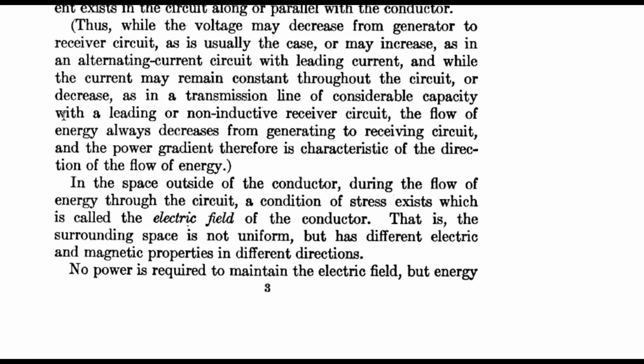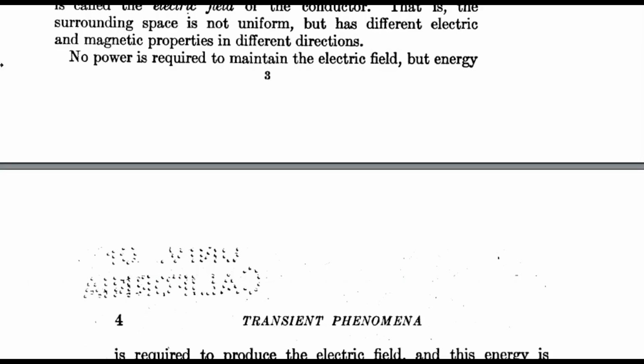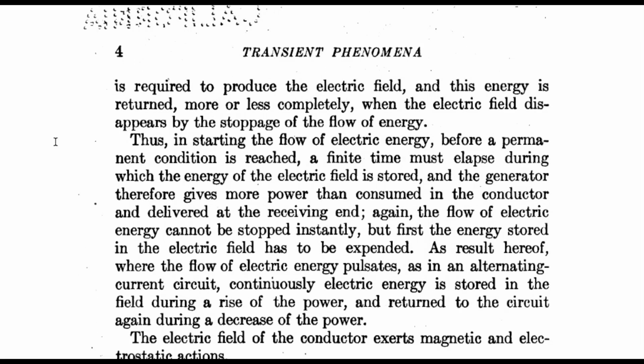In the space outside of the conductor, during the flow of energy through the circuit, a condition of stress exists which is called the electric field of the conductor. That is, the surrounding space is not uniform, but has different electric and magnetic properties in different directions. No power is required to maintain the electric field, but energy is required to produce the electric field, and this energy is returned more or less completely when the electric field disappears by the stoppage of the flow of energy.